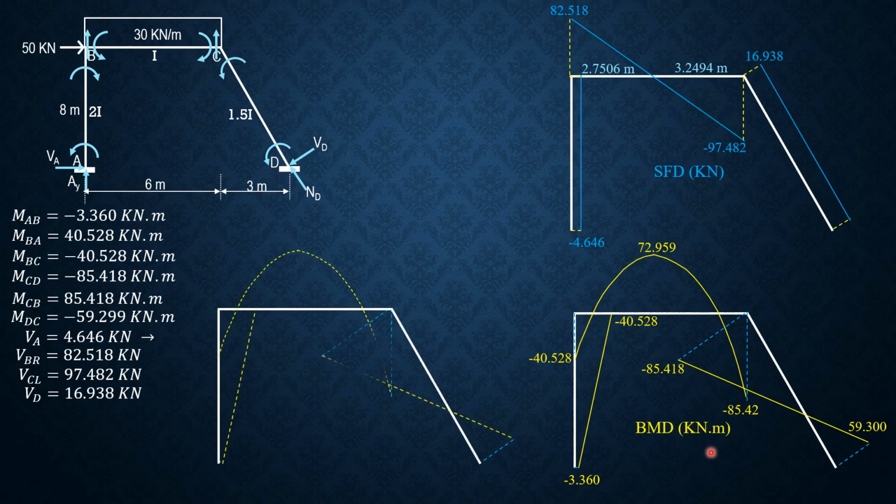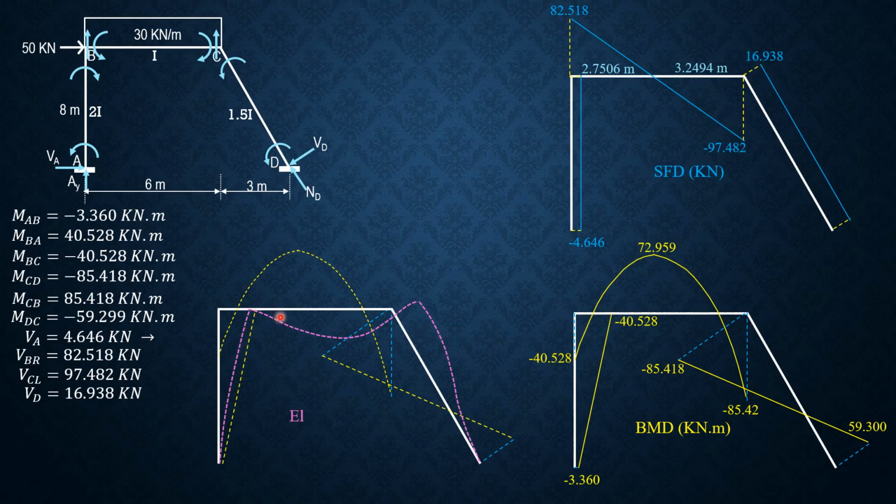Finally, for the elastic curve, based on this diagram, so negative, so it is concave down, then concave up, then down. Since this is negative moment, concave down, then positive, concave up somewhere here. So that's the curvature. So this is the elastic curve expected.